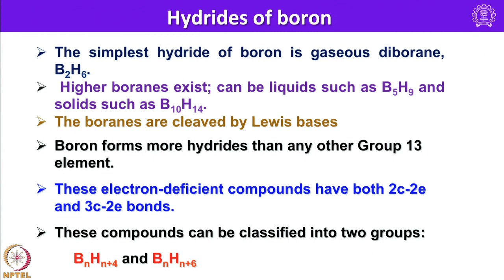These compounds can be classified into two groups. One is BnHn+4 and the other BnHn+6. Two types of boron hydrides we come across.